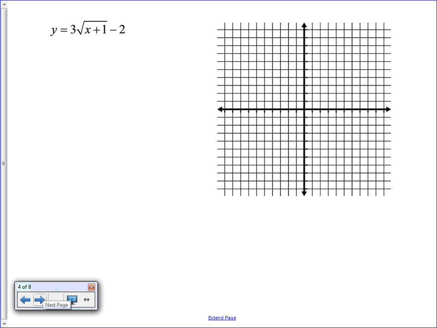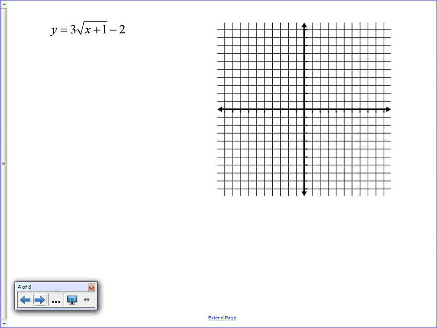So I have a square root function because that is a big 3 in front. This is not a cube root. This is a 3 being multiplied by a square root. It's a big normal size 3. That's going to be my vertical stretch, because the number is greater than 1, it's getting stretched out.